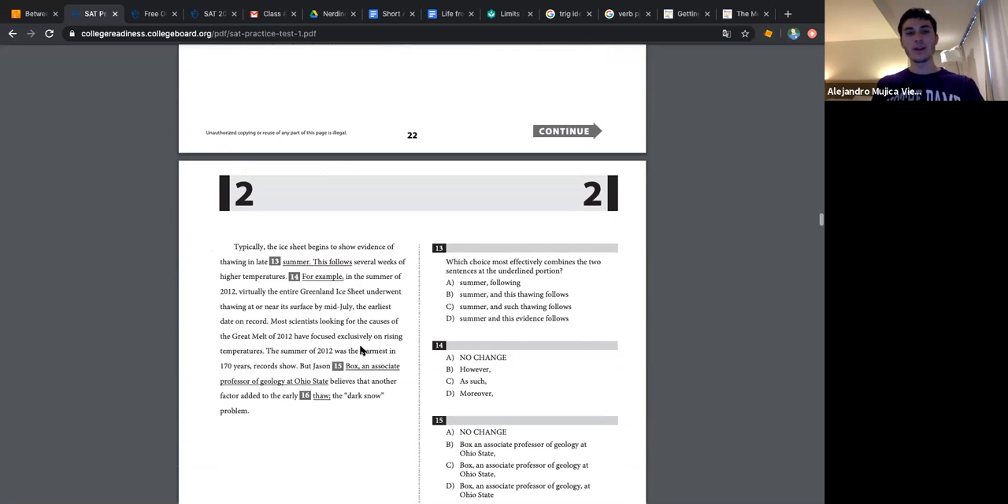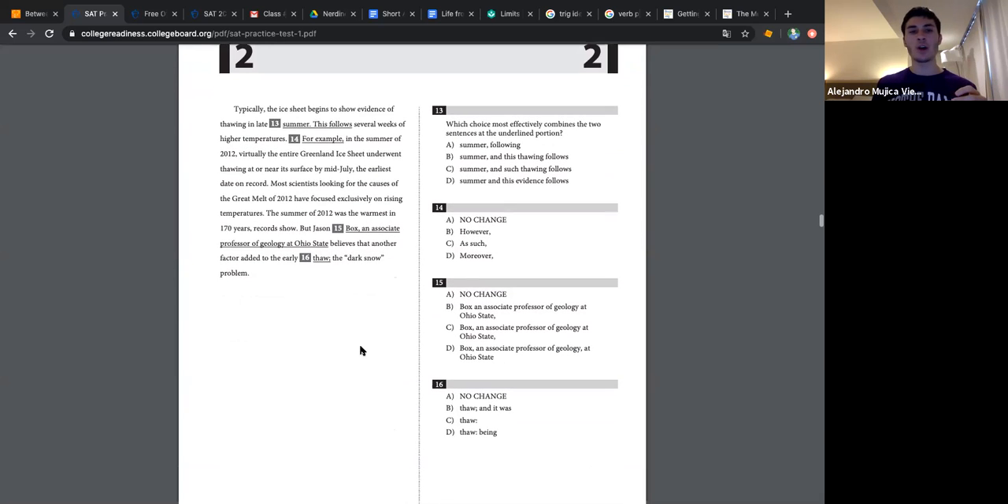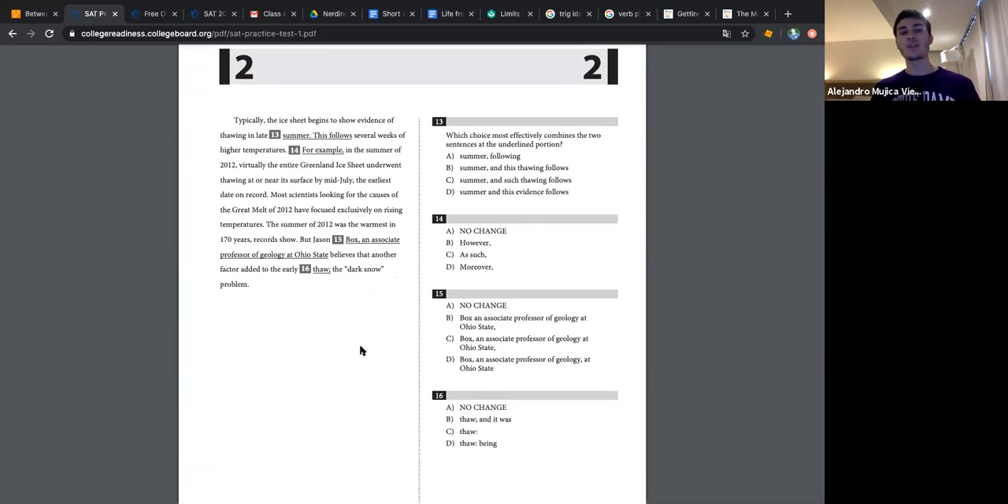Moving on. Typically, the ice sheet begins to show evidence of thawing in late summer. This follows several weeks of higher temperatures. So number 13 asks, which choice most effectively combines the two sentences at the underlined portion? So this is combining ideas. As I told you, this can also work with actual sentences, like putting the underlined portion in the middle.